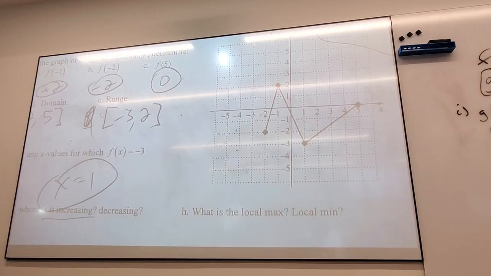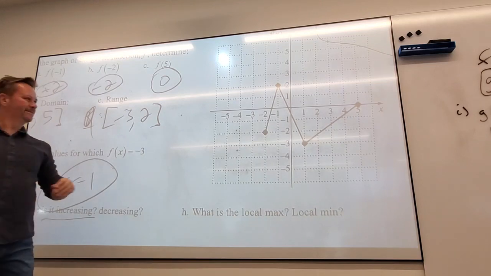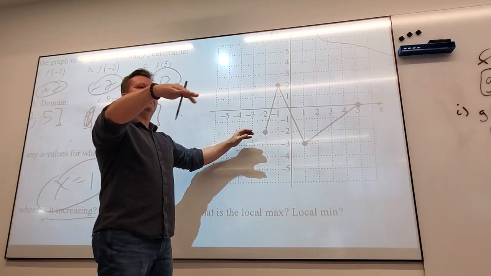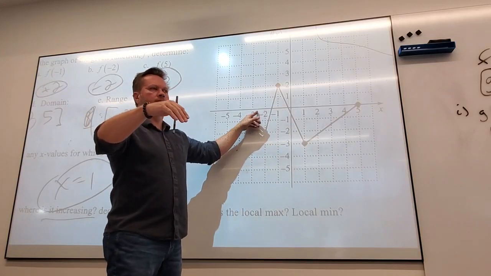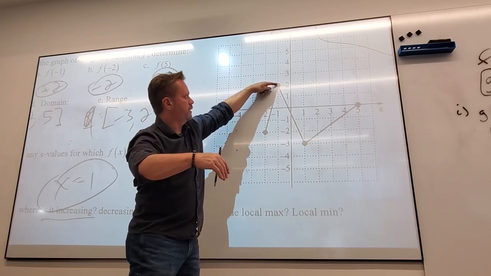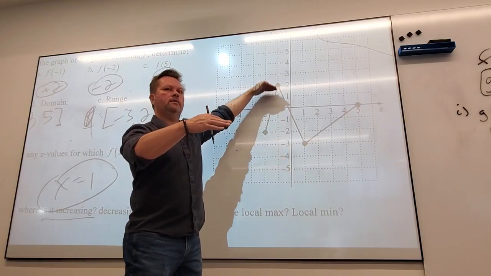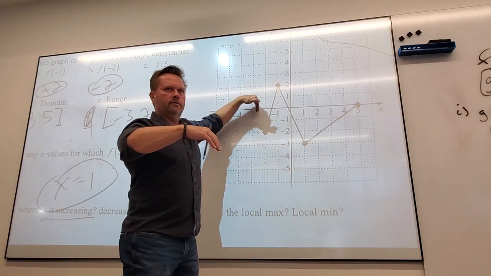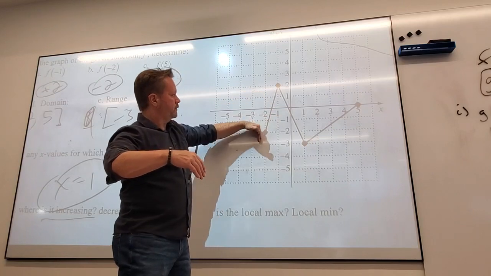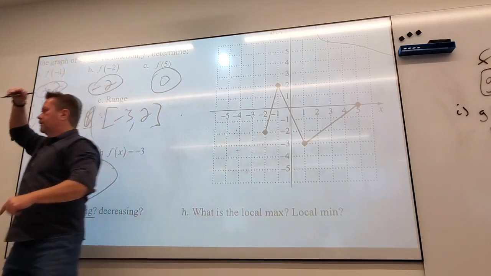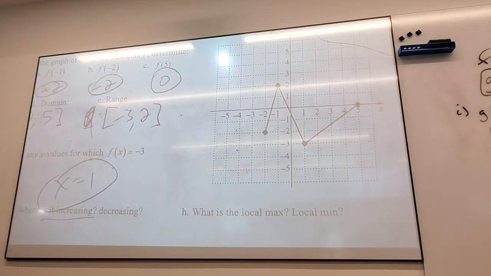Where is this function increasing? Negative 2 to negative 1, and from 1. Yeah, good. So when I say where is something happening, that's x stuff. So isn't it increasing from negative 2 up to negative 1? Not what are the max and min values. Where is it increasing? From negative 2 to negative 1. That's one place it's increasing. Where else is it increasing? From 1 to 5.